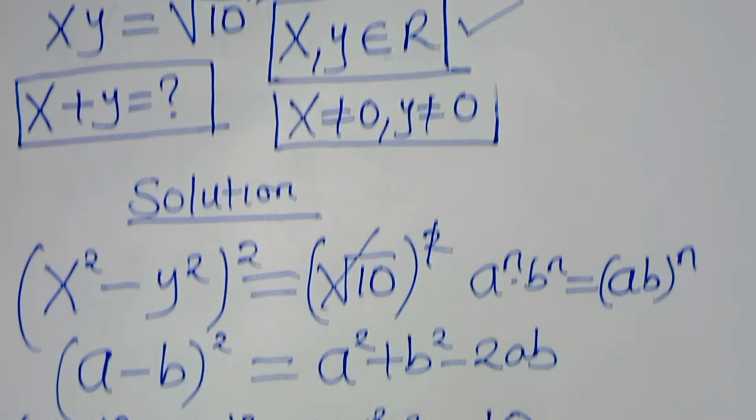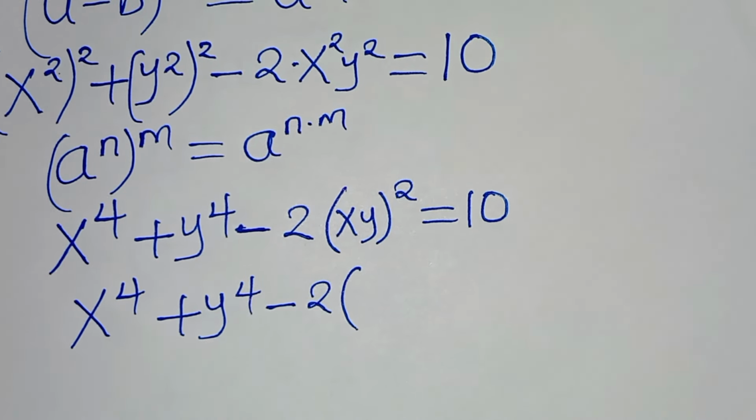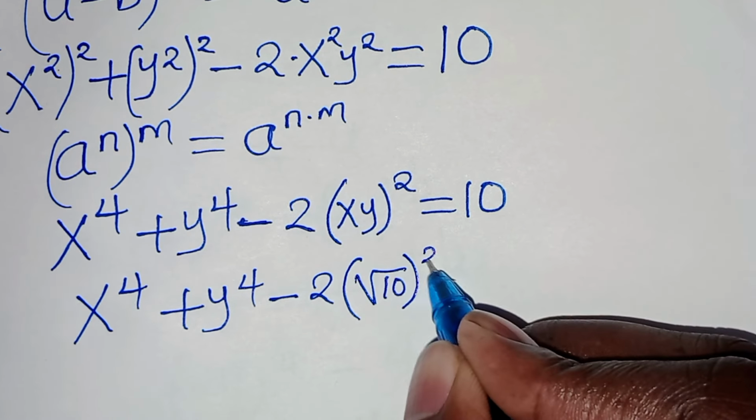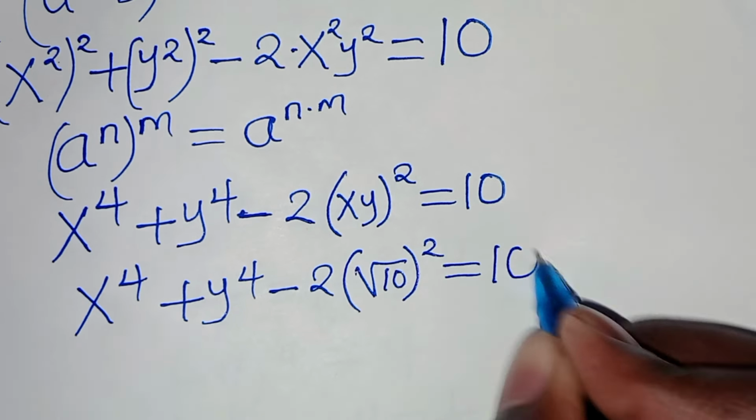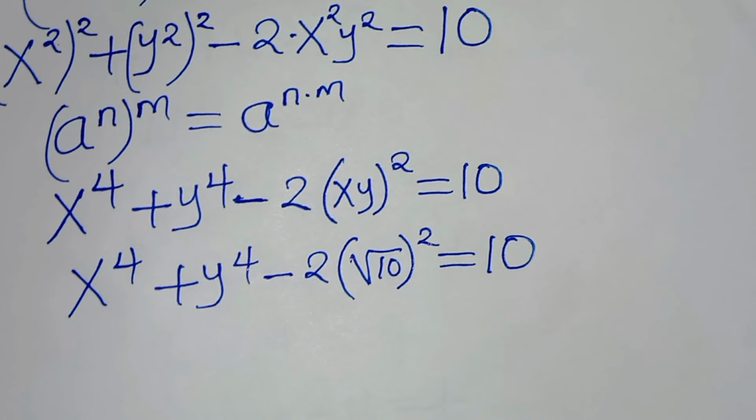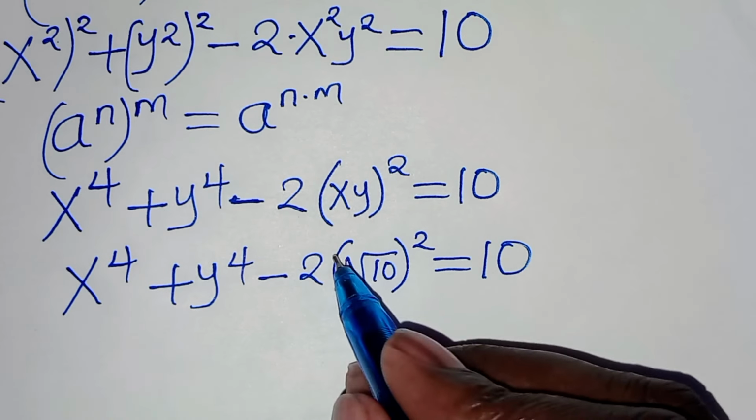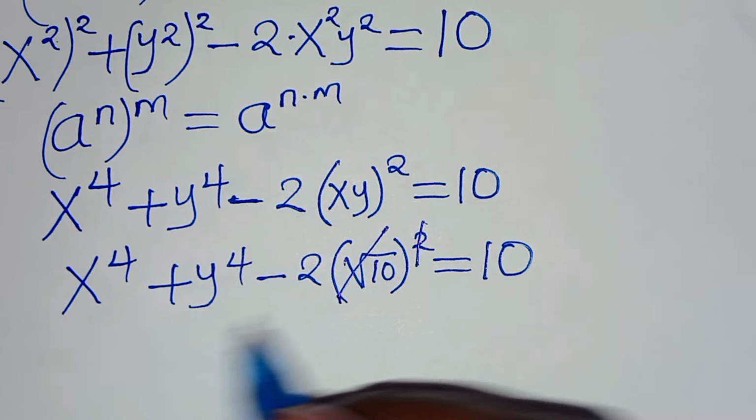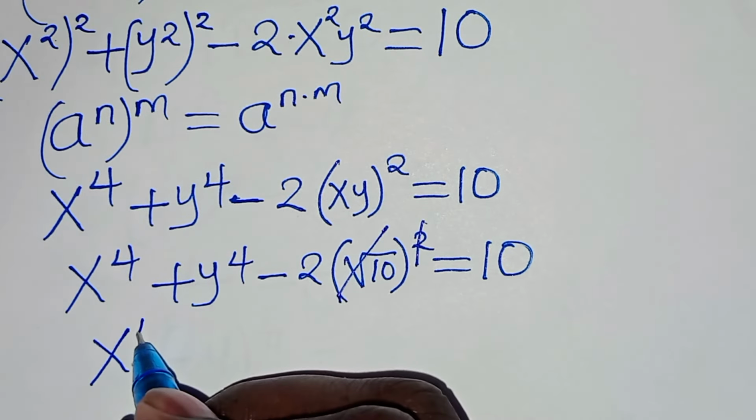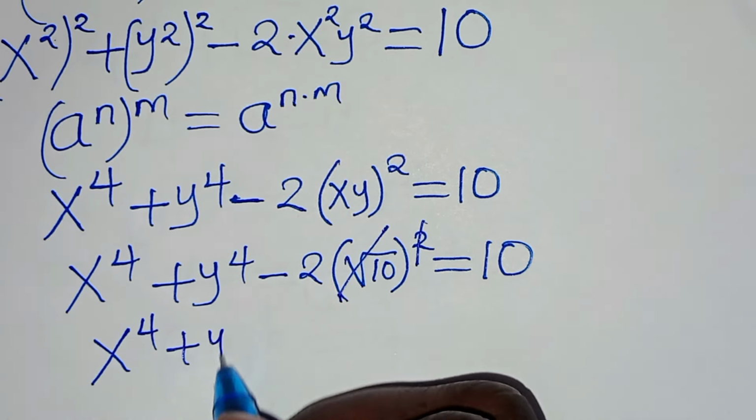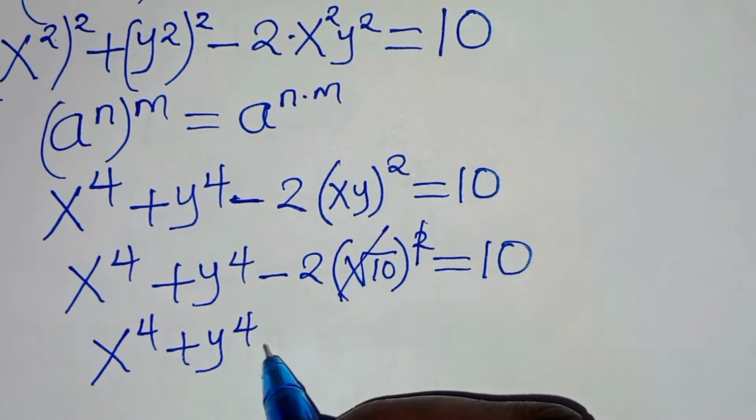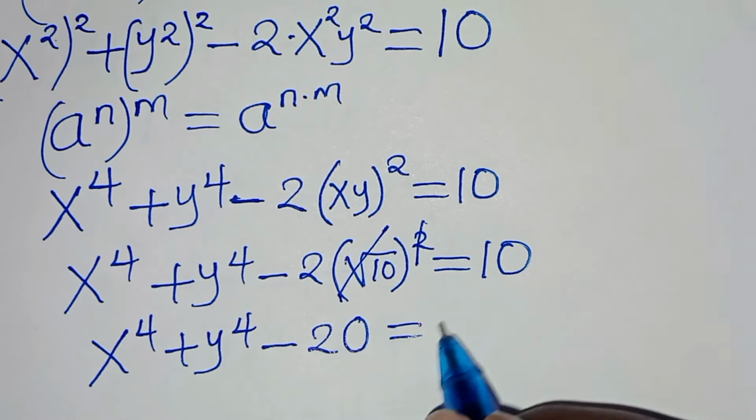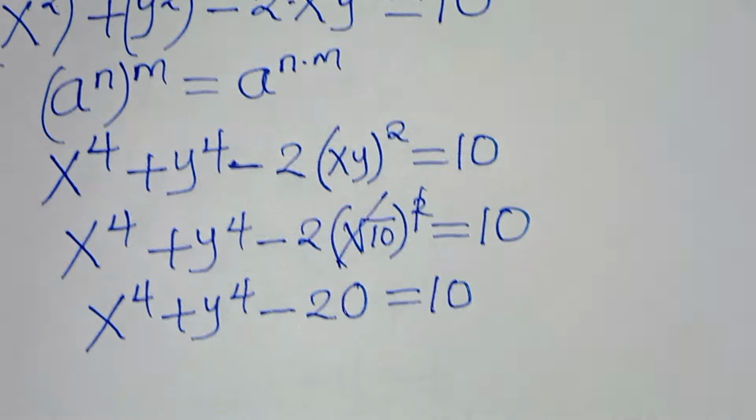So let's substitute this. Now here we have 2 times (square root of 10) raised to the power of 2. This is equal to 10. So this implies that the square root of 10 raised to the power 2 eliminates the square root sign. So that now x to the power of 4 plus y to the power of 4, subtract 2 times 10, this is equal to 20, then this is equal to 10.